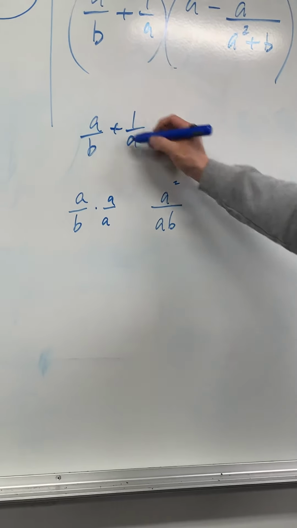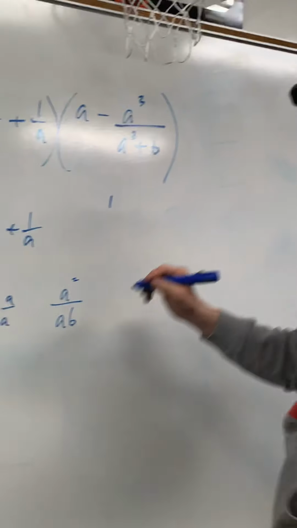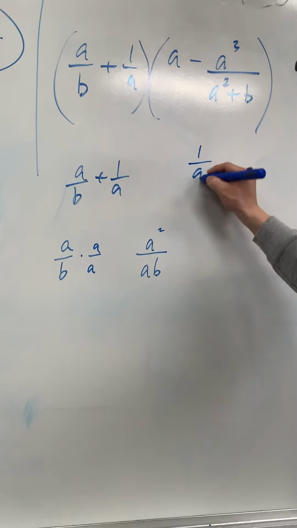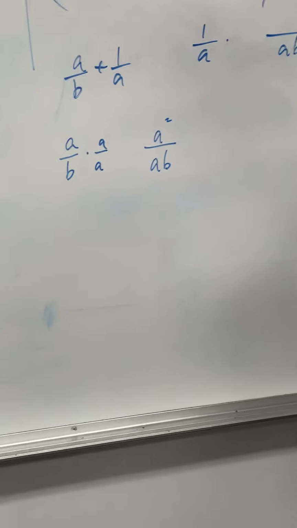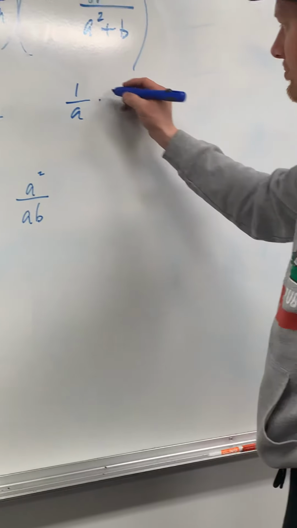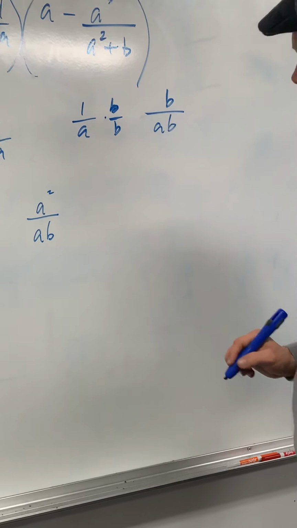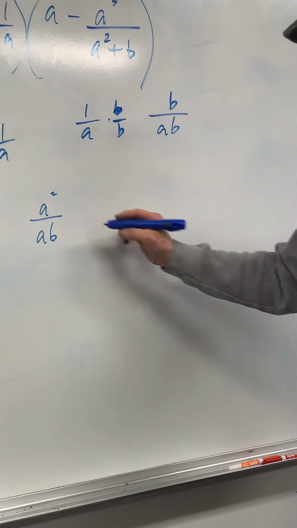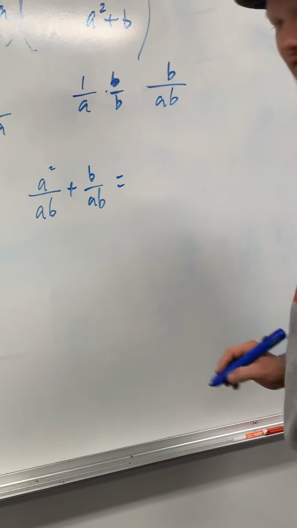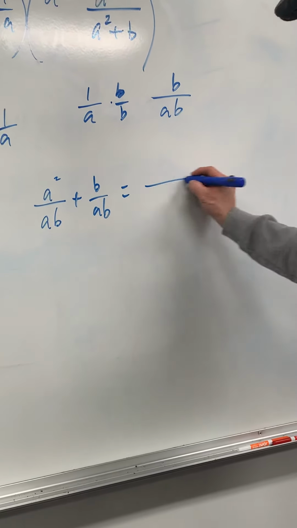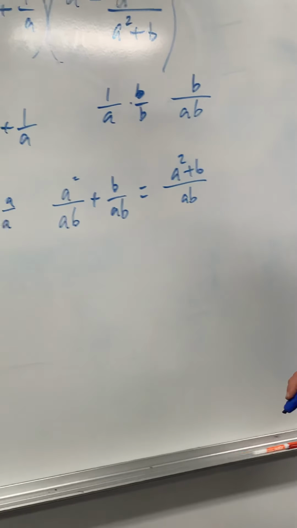Now let's go to this fraction here. What would I need to take 1 over A times to get a denominator of AB? Exactly right, B over B. So it gives me B over AB. So plus B over AB. And what does that give me, folks? It gives me A squared plus B over AB.